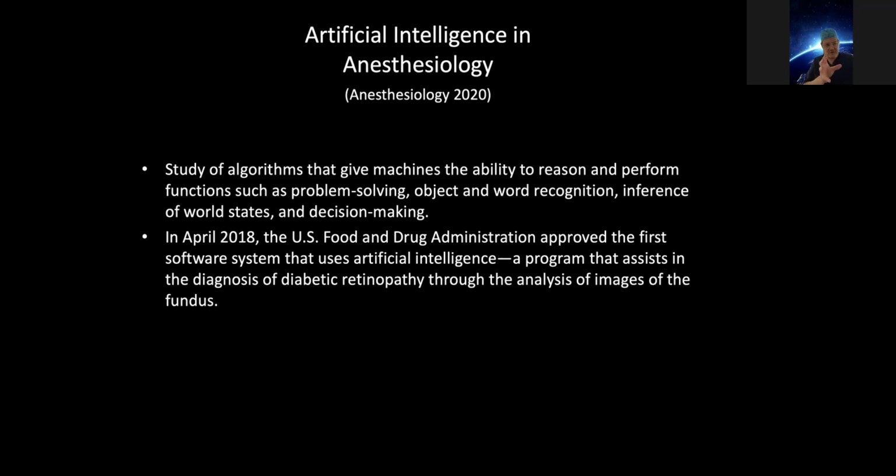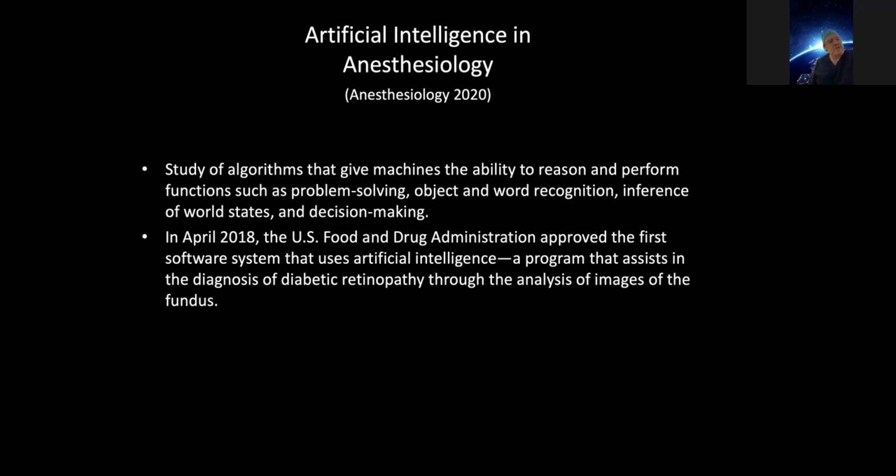When you look at artificial intelligence, I'm talking mostly of anesthesia, it's the study of algorithms that give machines the ability to reason and perform functions such as problem solving, object and word recognition, inference of world states, and decision making. So it allows algorithms to make certain decisions based on how you program them. Whereas with machine learning, these programs and algorithms can learn by themselves. They improve themselves over time. So there's a little distinction between the two.